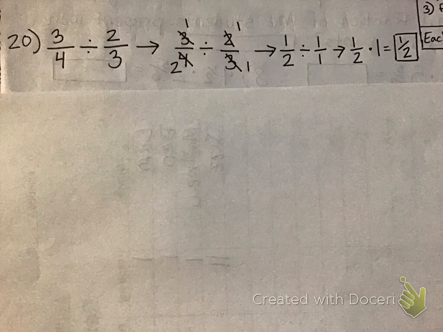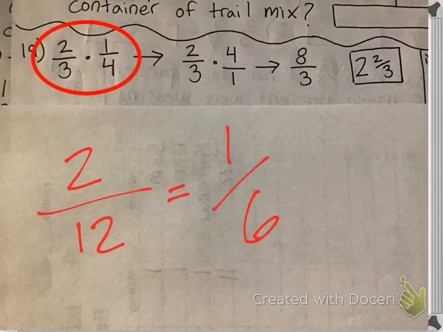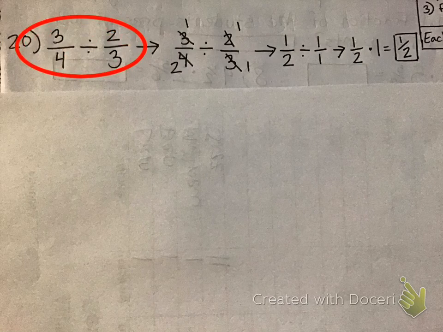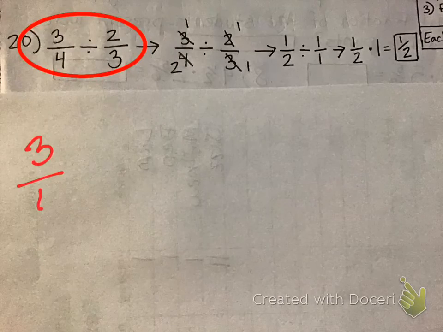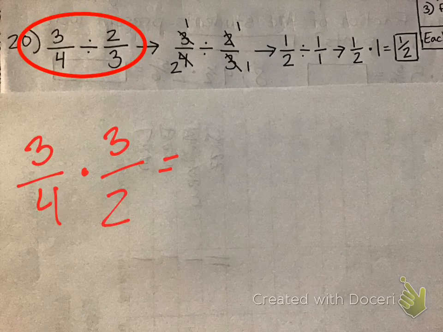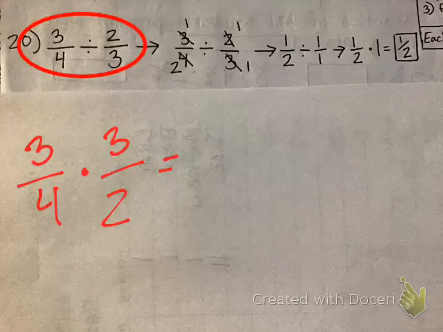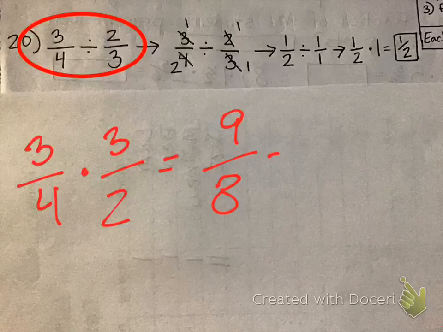Okay, next problem. We have 3/4 divided by 2/3. So I want you guys to solve that correctly. Okay, Brendan, what do I have to do here? So I have to keep, change, flip. So it becomes 3/4, the change is times, and then it's 3/2. Can I cross-cancel anything? No. So we just multiply across. It becomes 9/8. 9/8 simplifies to what, Emmett?